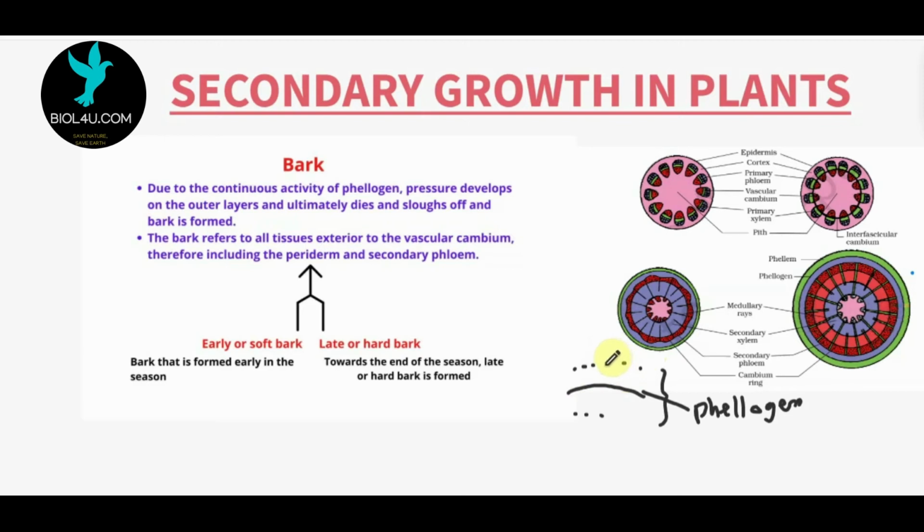It is producing pressure on the outer layer. As a result, what happens? The outer layer dies and is cut off, and bark is formed. As a result, the bark is formed.